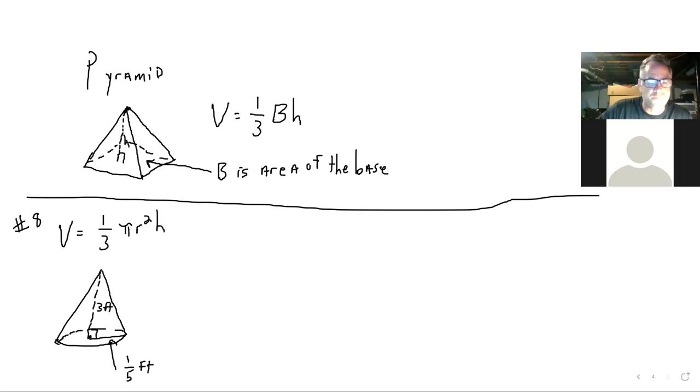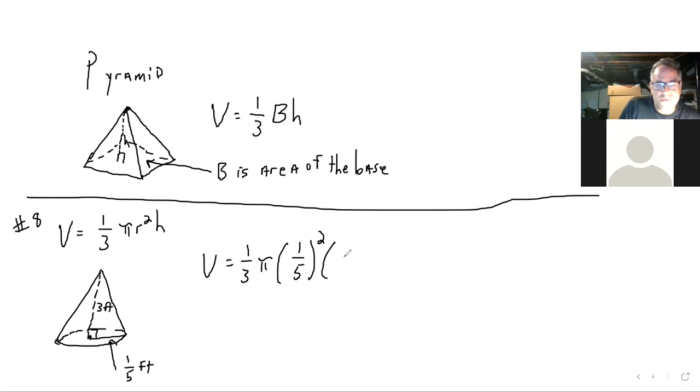All right, so let's put all of what we have in the formula here. Volume equals 1/3 pi. The radius again was given to be 1/5 of a foot, which means yes, I will have to work with a fraction. 1/5 squared, and the height was 3 feet.